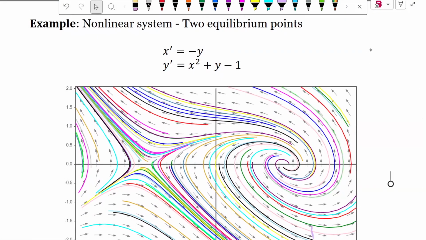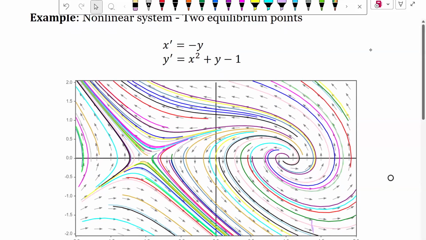This is one of the systems that we looked at previously, where we plotted the phase portrait, and we found two equilibrium points, one at (-1, 0) and one at (1, 0). We're now going to do a formal analysis of the stability of each one of those equilibrium points.